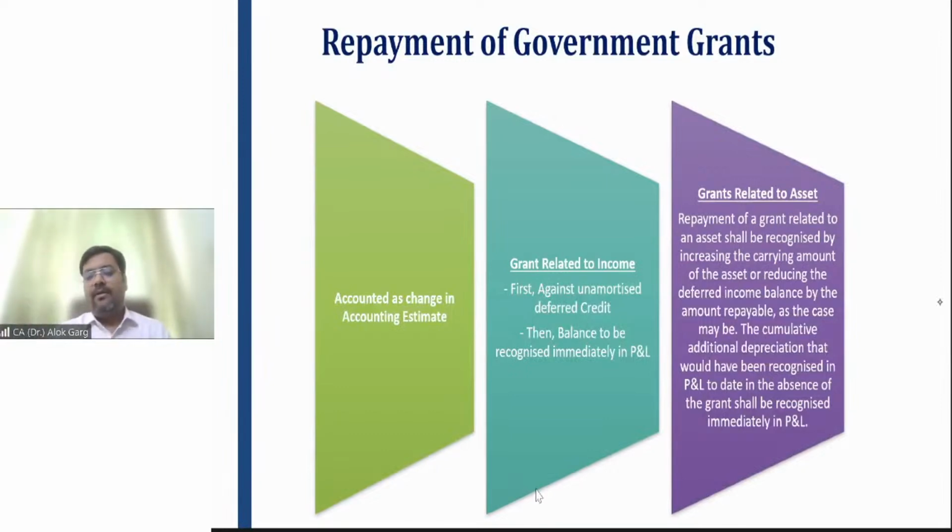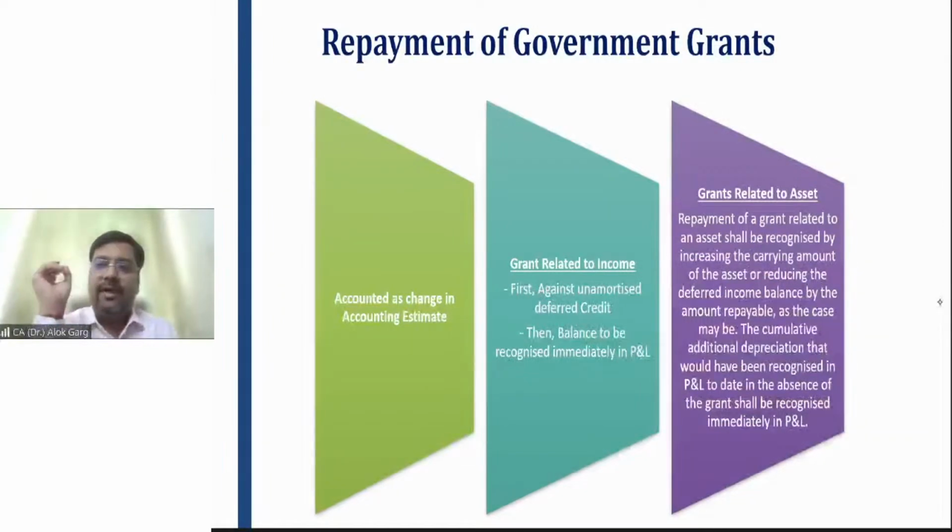Second, when there is a reasonable assurance that the grant will be received. If the grant has already been received, then this condition is over, right? Then you need to only see whether the entity will be able to meet the conditions or not.